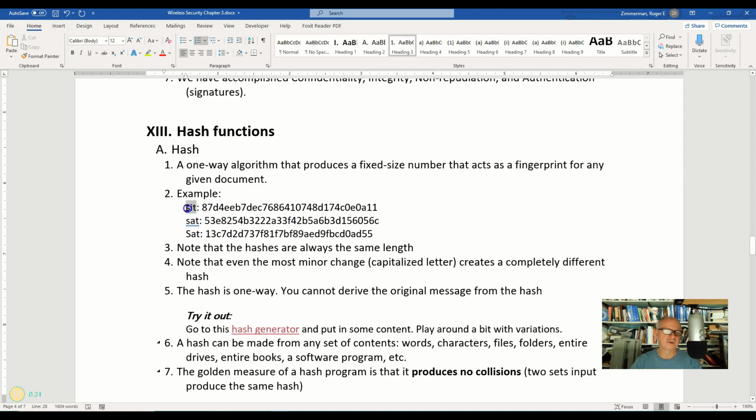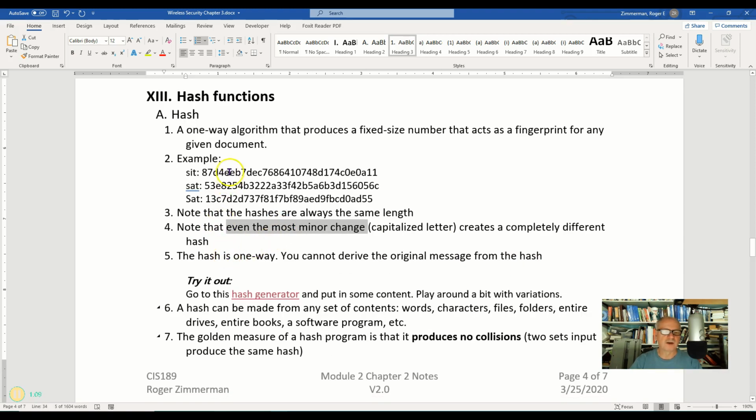Here is a whole document consisting of 3 letters, S-I-T, the word sit, and here is the MD5 hash of the word sit. The word sat has a completely different hash, not even close to the word sit, and here's the word sat with a capital S, and it has another completely different hash. So you can see there's no relationship between these numbers. Notice that the hashes are always the same length, the same number of characters, and that even the most minor change, a capitalization or anything, will completely change that hash.